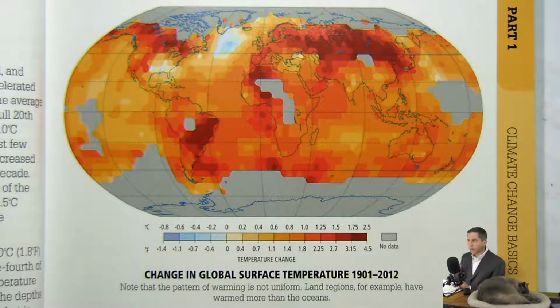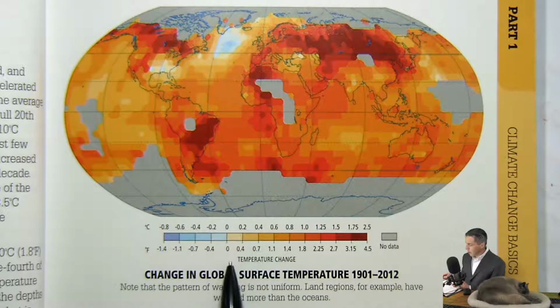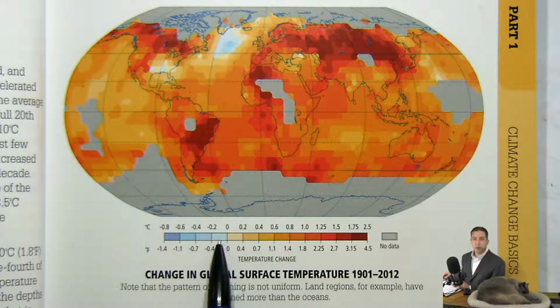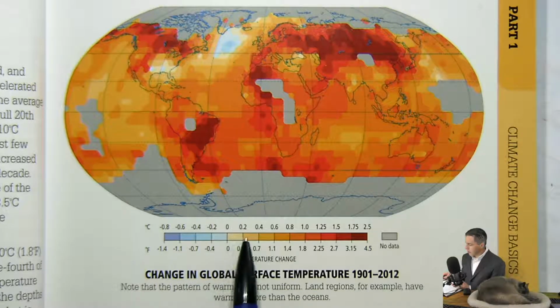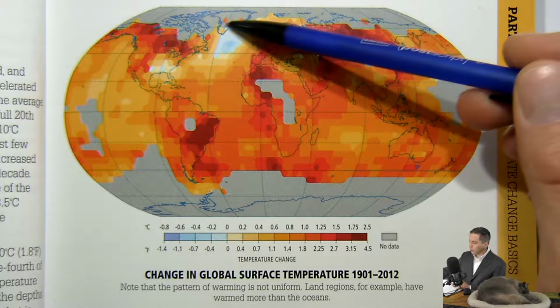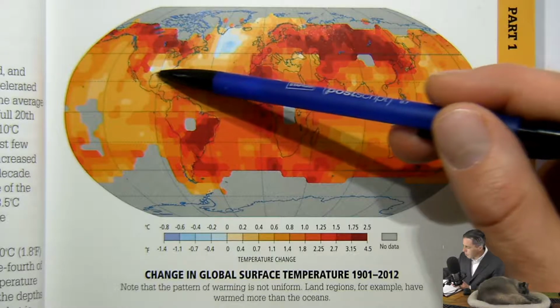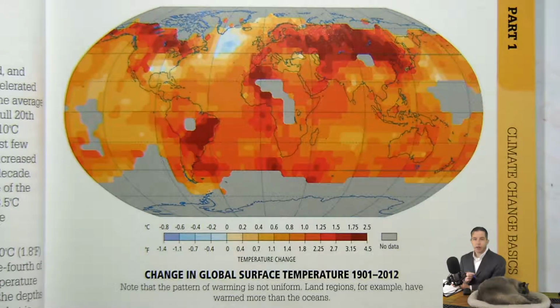The other thing is, if you look at the scale down here, they're looking for changes over this 112-year period. Blue means it got a little bit colder in that 100 years, and all these other colors mean that it's gotten warmer. And you'll notice that right up here, there is a little blob of blue, and there's a couple little specks over here too. So what this means is that there's a couple places where the world has gotten a little bit cooler in the last 100 years, according to this.